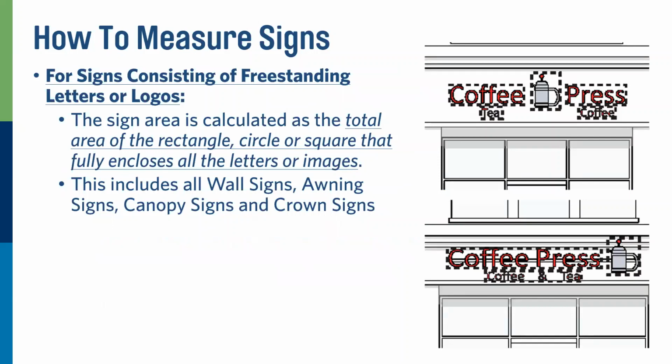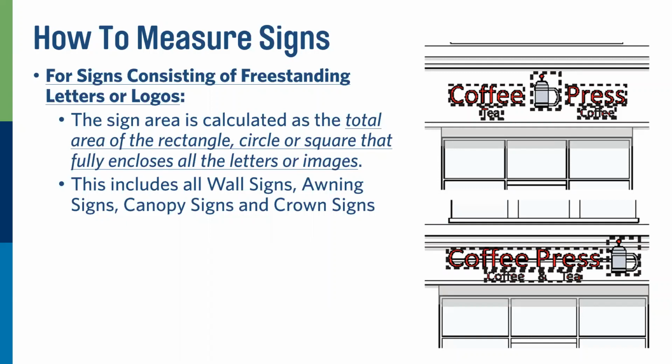How do you measure signs? This is a biggie here. So how do you measure signs? The key thing here is the sign area is calculated as the total area of the rectangle, circle or square that fully encloses all the letters or images. So that 32 square feet that we're talking about is the total box around the sign, correct? So that would be a rectangle that we draw all the way around the entire perimeter. So whatever size rectangle, the smallest rectangle that you can fit around whatever geometry or shape profile that you do for that sign, that's your allowable area.